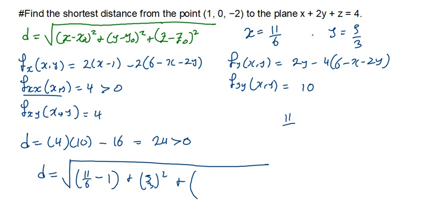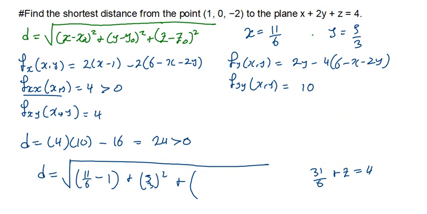You can say it's 11 over 6 plus, you put your y here, that would be 10 over 3 plus z is equal to 4. We have a 6 here, that would be 11 plus 20. We get 31 over 6 plus z is equal to 4. So we're just trying to determine our z in this case.